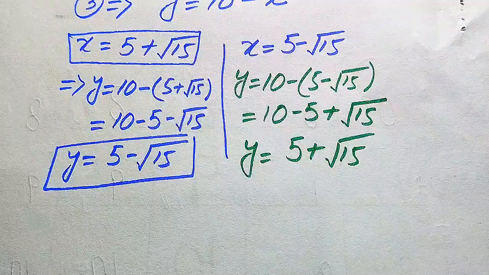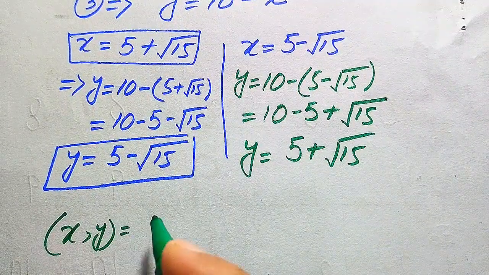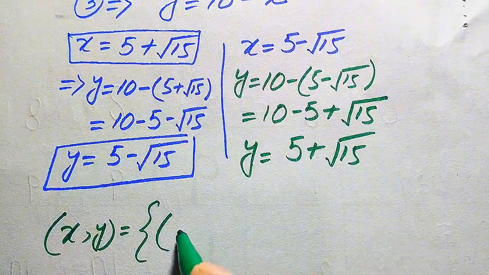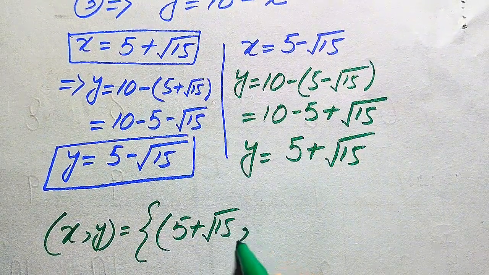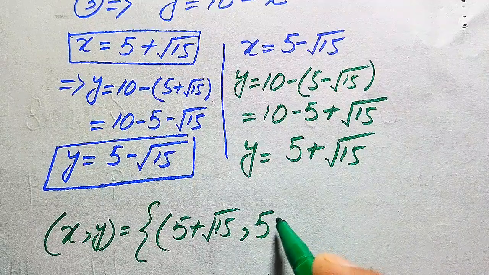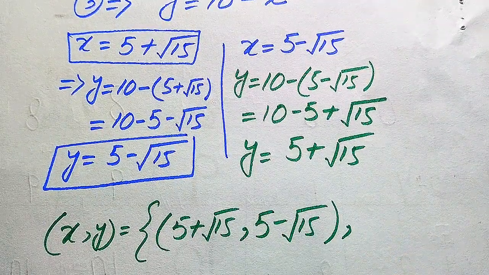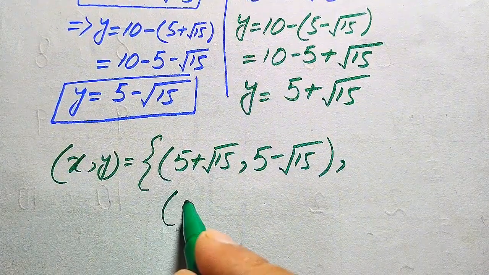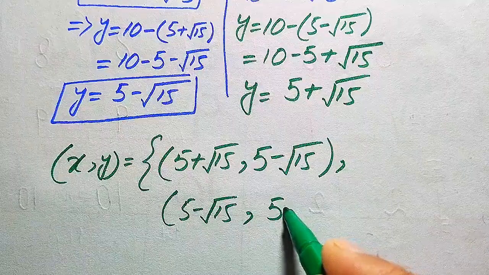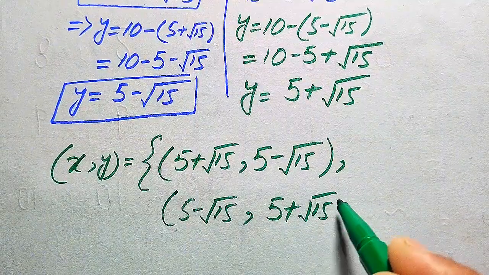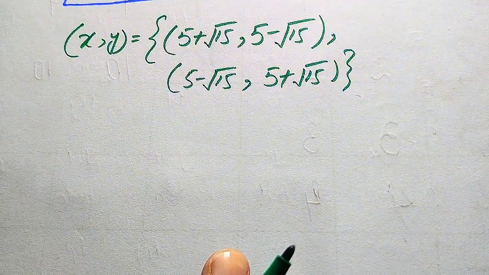So finally we have two solutions of the given equation, and these solutions are: the first solution set is x equals 5 plus square root of 15, and the value of y is 5 minus square root of 15, and the second solution set is x equals 5 minus square root of 15 and y equals 5 plus square root of 15. So these are the two solution sets of the given equation which we get here.